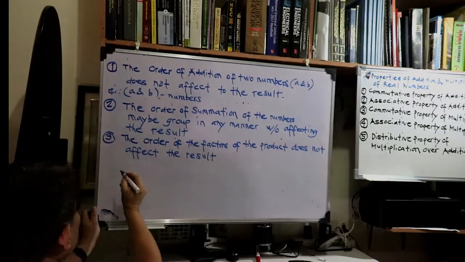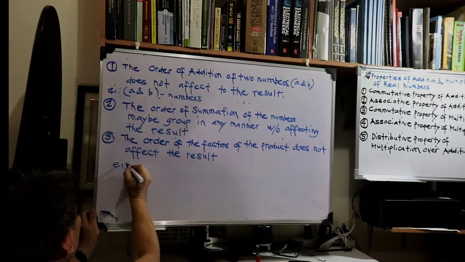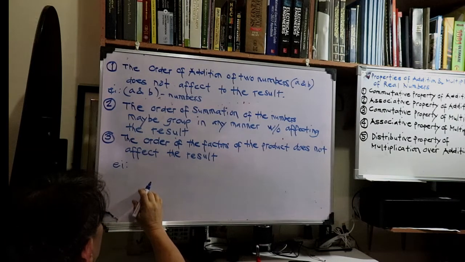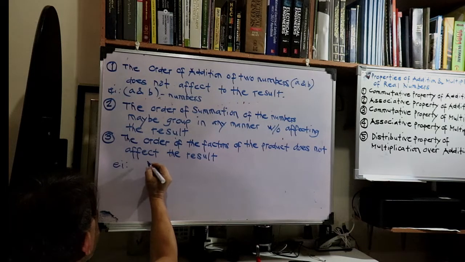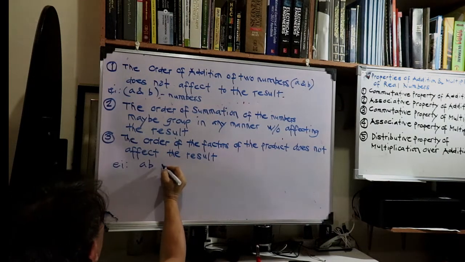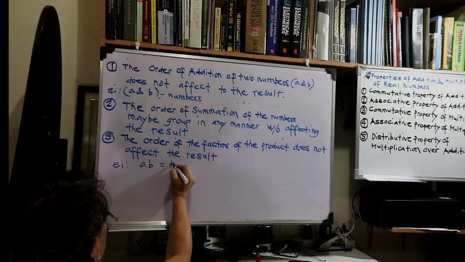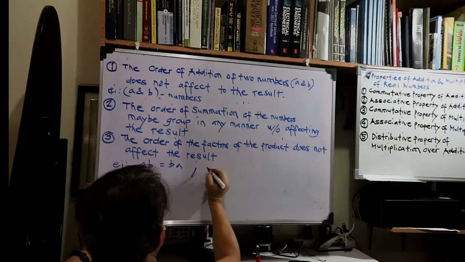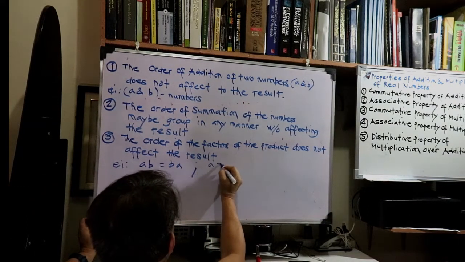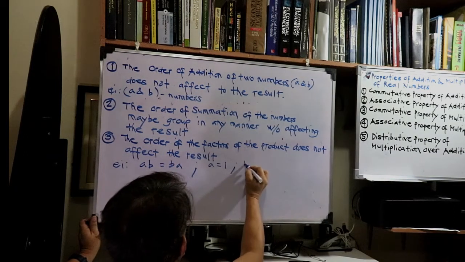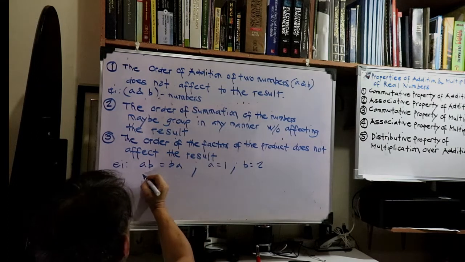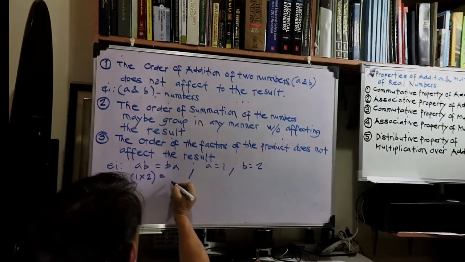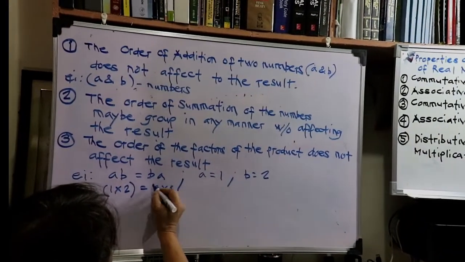For example, the order of the factors of the product does not affect the result. Okay? If you'll see this one, A, B, B, A. Now, let's say for example, A is 1, B is 2. Let's say 1 times 2 is equal to 2 times 1.